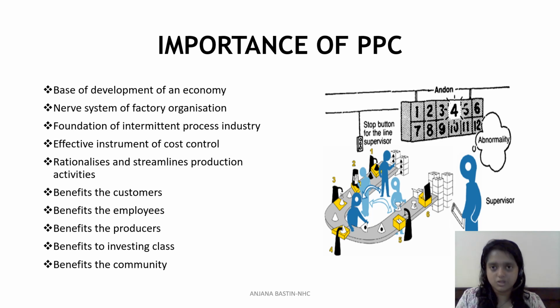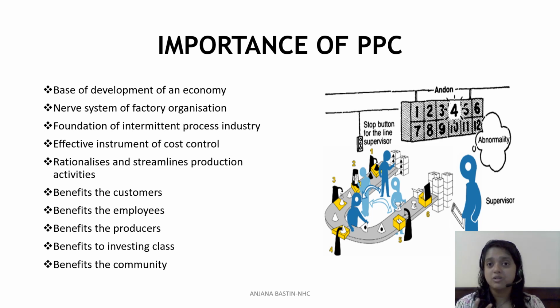If PPC was not there, if one day production starts at 8 o'clock, tomorrow it starts at 9 o'clock, again it starts at 7 o'clock the next day, this is not proper. There's no uniformity. So PPC acts as the central nervous system because it can effectively transform the organization, making it better. That is why we call it the nerve system of factory organization. It is the foundation of intermittent process industry, especially batch production and various other types of production systems.